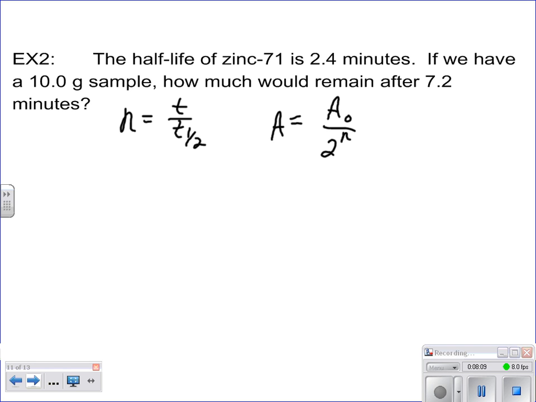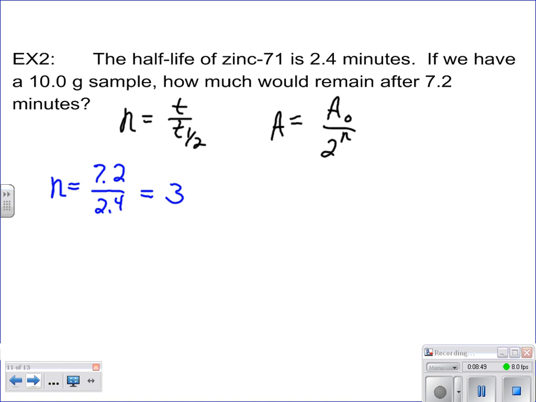So the half-life is given to us as 2.4 minutes. We know our original mass. We want to know how much remains after a certain amount of time. So what we're going to have to do here is, if 7.2 minutes passes by and we know that the half-life is 2.4, looks like we can use that first formula and we can say that the number of half-lives is just going to be 7.2 divided by 2.4, which is going to be equal to 3. So we know 3 half-lives have passed by.